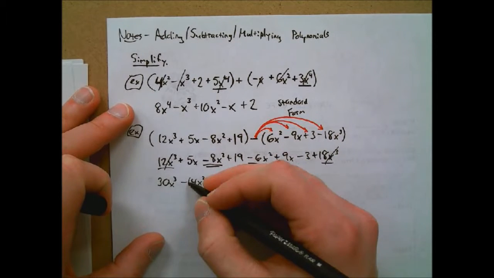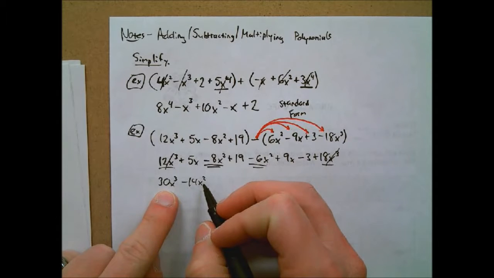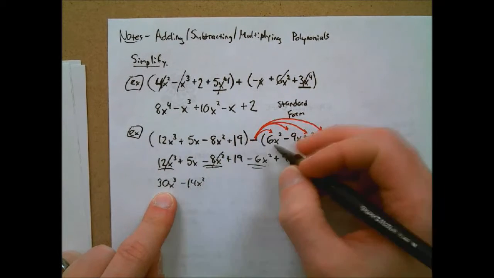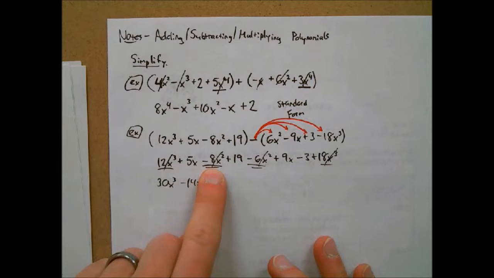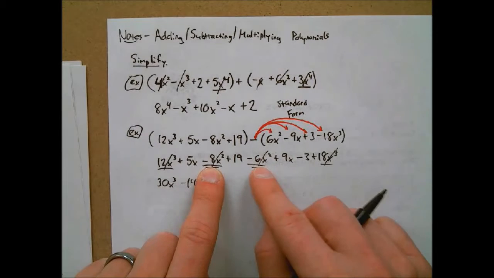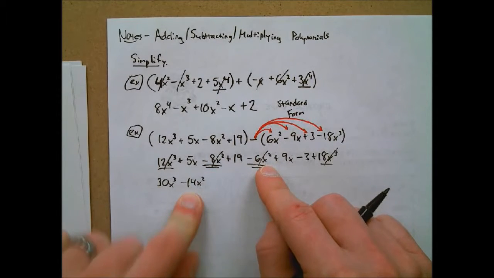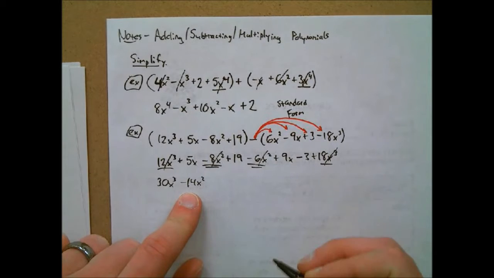Again, notice my powers are not changing because we're just combining like terms here. If you have 2 apples and you add 3 apples, you don't have 5 apples squared. You have 5 apples, right? So if you have negative 8x squared, you take away 6x squareds, you now have negative 14x squareds. Okay, what's next, Gio?